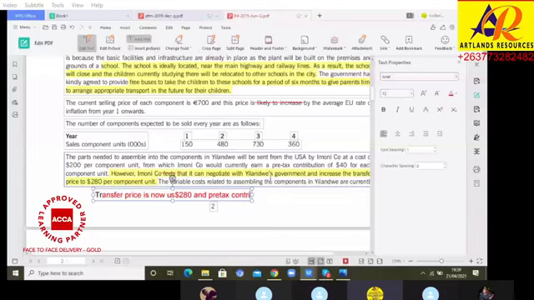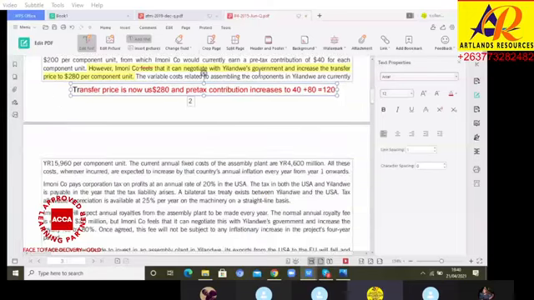Now, we are also told here, let me drag it like this, that variable costs related to assembling of the components in Ilandwe are currently 15,960 per component. The current annual fixed costs are 4,600,000, meaning this is not per unit. All these costs, wherever incurred, will increase. They are likely to increase by that country's inflation from year 1 onwards.